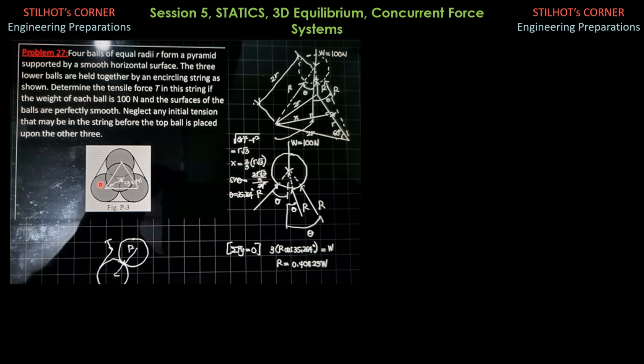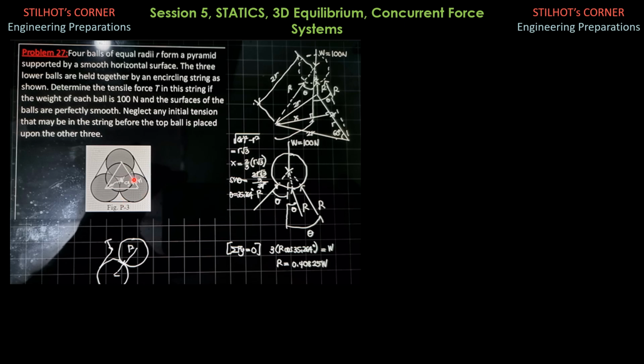As shown, determine the tensile force T in this string if the weight of each ball is 100 newtons and the surfaces of the balls are perfectly smooth. Neglect any initial tension that may be in the string before the top ball is placed upon the other 3. So we have these 3 lower balls which lie on the horizontal smooth plane or floor, and in order for them not to separate, we have a string here that binds them, encircling them.